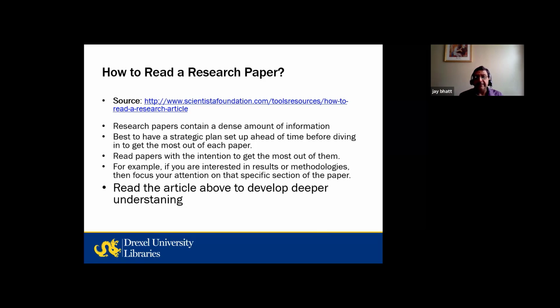If you are interested in the results or methodologies, then focus your attention on that specific section of the paper. And here is a link from the scientistfoundation.com website that has some good tips on how to read a research paper. And always, when you become expert searchers, like in Scopus and other databases, you will be able to pull up a lot of good papers. By reading them, by looking at their format, by looking at the publisher policies, what is expected in that paper, you will learn to write a good paper.